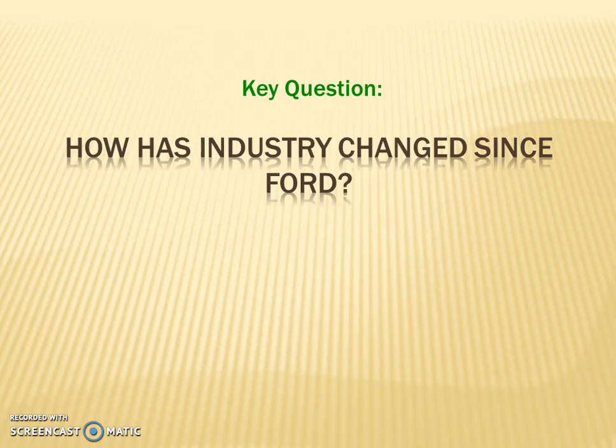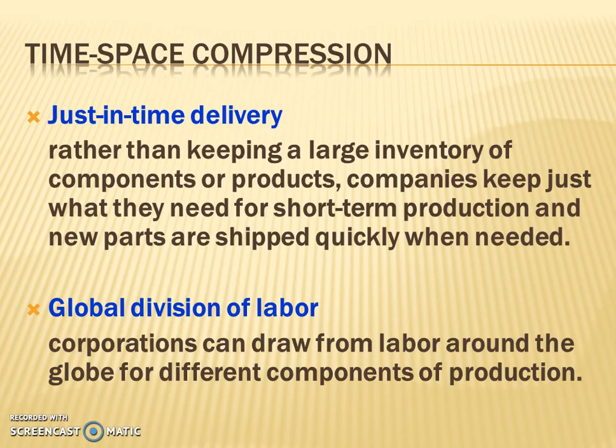So we're going to talk about modern industry in this section. How has industry changed since Ford? Remember that Fordist models use an assembly line. Usually the production is done in one building, but post-Fordist or the global division of labor, flexible production, that's all going to be done all over the world.